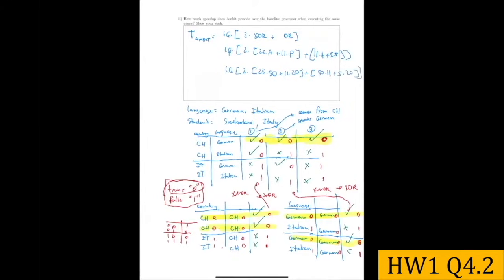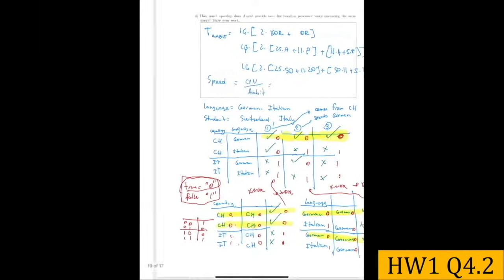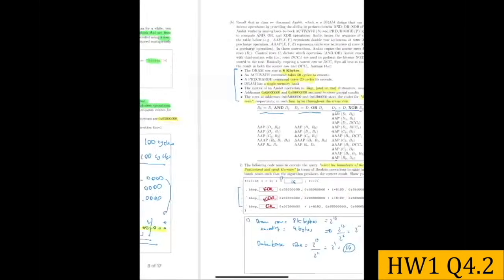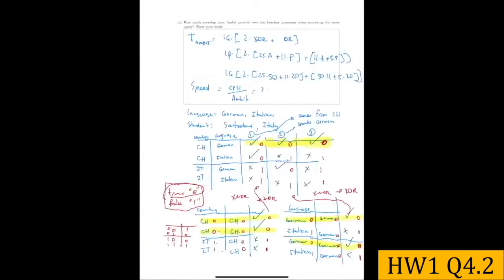Okay, so the speed up is going to be the time that it takes to execute on the CPU divided by the time that it takes to execute on Ambit. The time to execute on the CPU we figured out in the prior question is 3 times 2 to the 15 times 100 cycles. And for Ambit is what we just have over here, this latency over here. So this is going to give you the speed up.